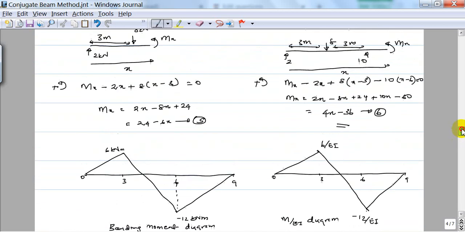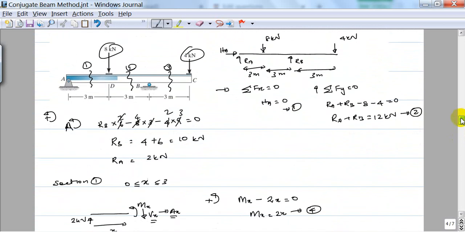So now I need to convert my beam to a conjugate beam. So we know that a pin support in a real beam will be a pin support in a conjugate beam. If it is an internal roller support in a real beam, it will be a hinge in a conjugate beam. If it is a free end in a real beam, it will be a fixed end in a conjugate beam. The reason is at point A you cannot have deflection, and you can have slope.